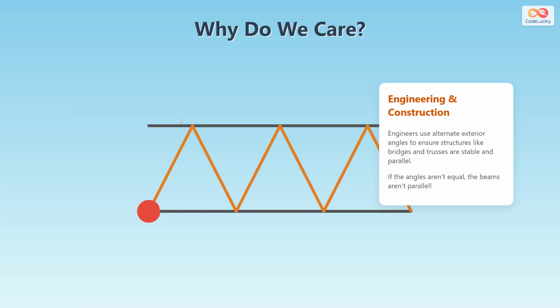Why is this useful? Engineers and architects use these principles to ensure stability. When designing structures like bridges or trusses, ensuring that alternate exterior angles are equal guarantees that the support beams are parallel and the structure is safe.